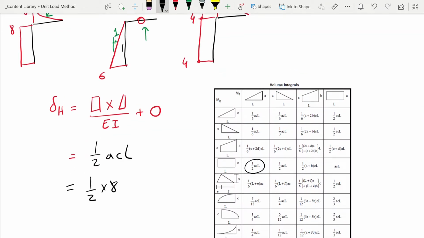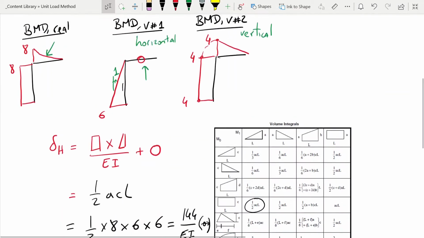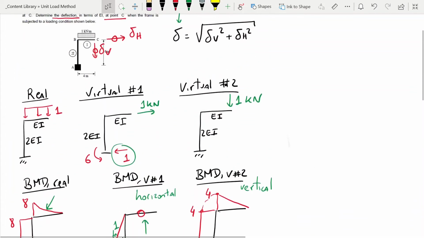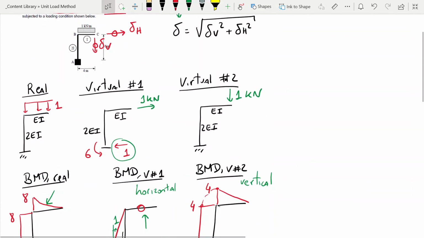so let's say 8. The value on the other one is 6, and then the length is also 6. So at the end we know this is going to be 8 times 6 times 3, which is equal to 144 over EI. And we know since this is positive, the load we assumed in the beginning, which goes to the right, stays in that direction. So we know that displacement is going to go to the right, which again has to make sense with the way this structure will behave.